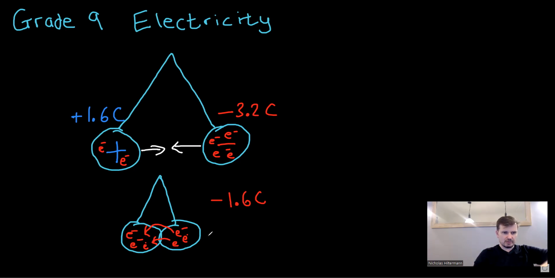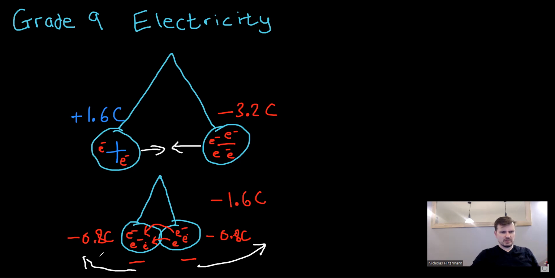So they would then be sitting there going 0.8 negative, 0.8 negative. And now what's happened? They're both negative. And so what are they going to do? They're going to repel. And so suddenly you're going to notice these spheres will go away. And that's a very popular question when they give you these two spheres and they say, what happens?